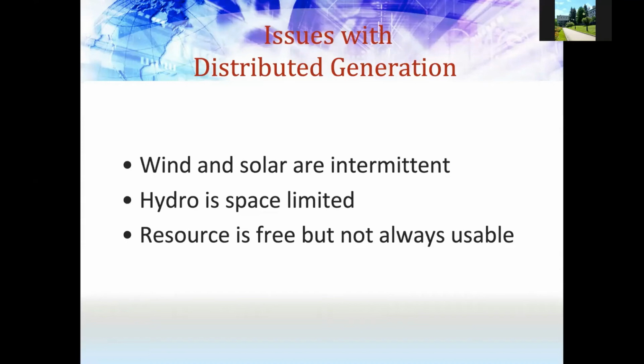Therefore, the resource is free. The wind and the sun and the water from the rain is free, but it is not always usable. For example, I'll show you later on, sometimes wind power is strong at night when demand is low. That's an example. It's free but not useful because you're not able to use it with the load being so low. You can store it, but that's a different story.